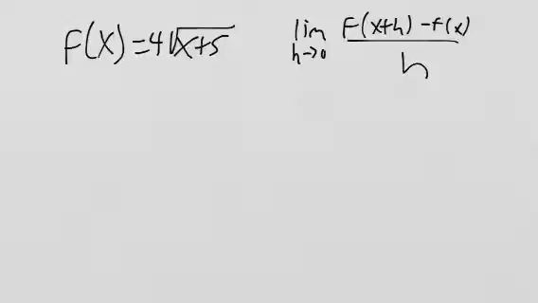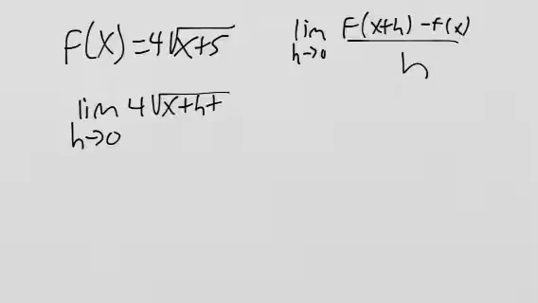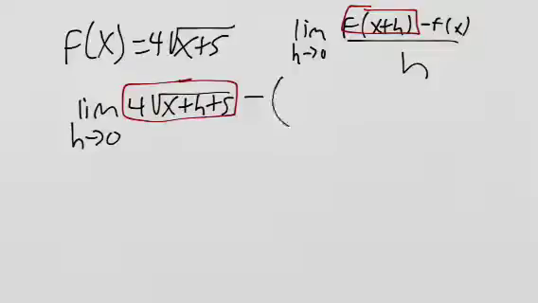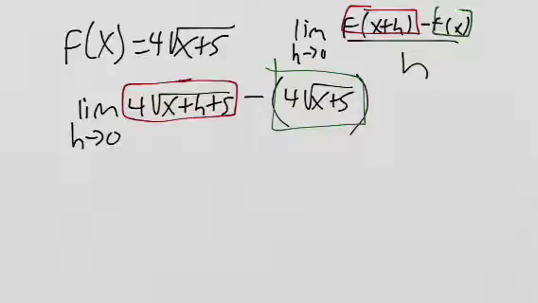be all over h. So we have the limit as h approaches 0 of 4 root x plus h plus 5. So this part is this part, f of x plus h, minus, alright, so in parentheses we're just going to put our original function again, 4 root x plus 5. Okay, so then this part is this minus f of x right here, and then we just put it all over h.